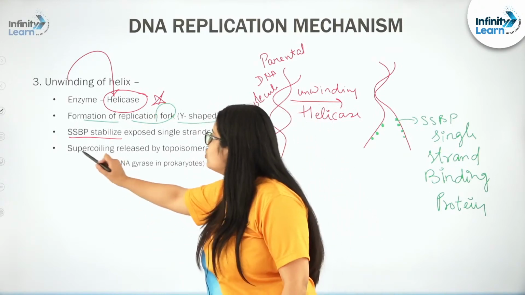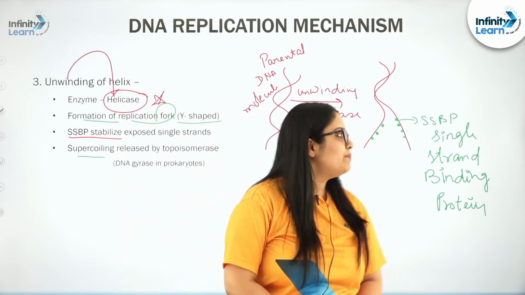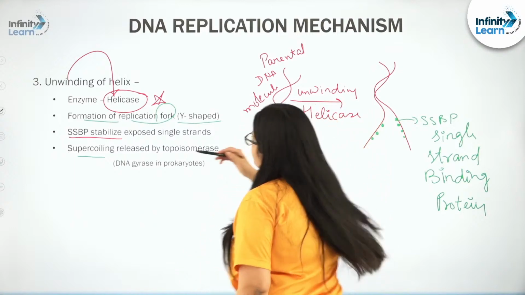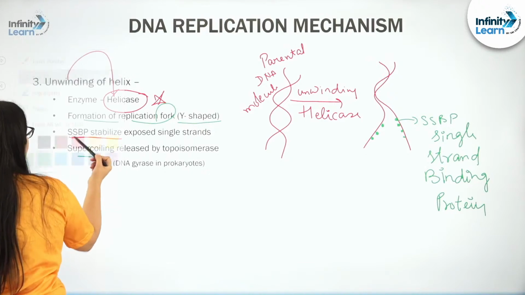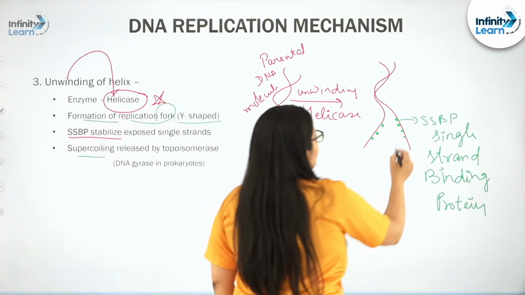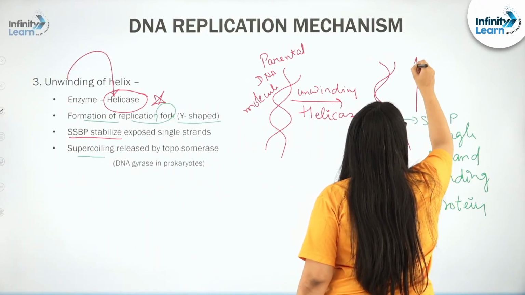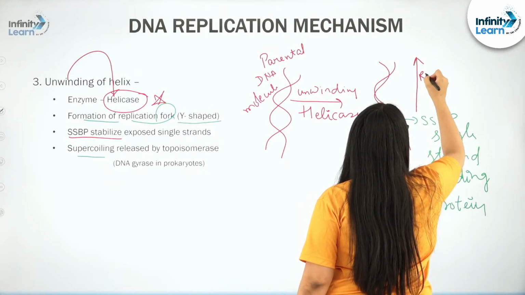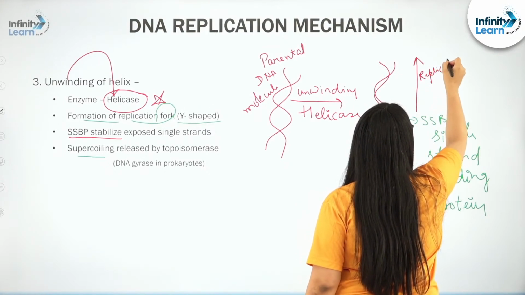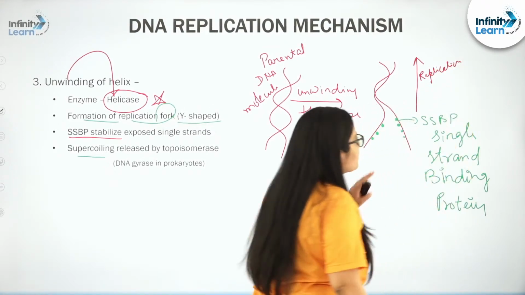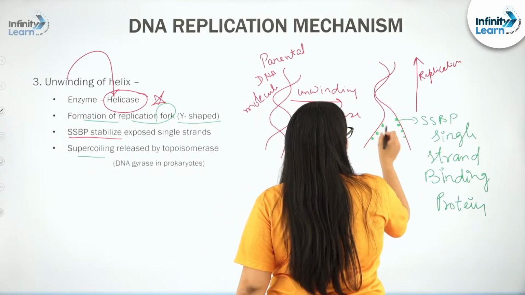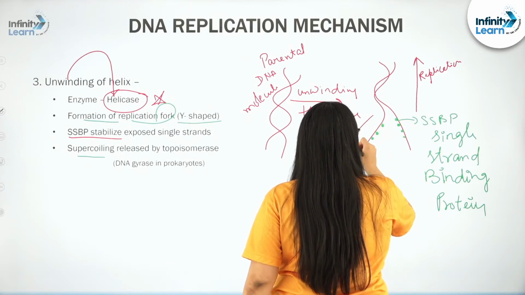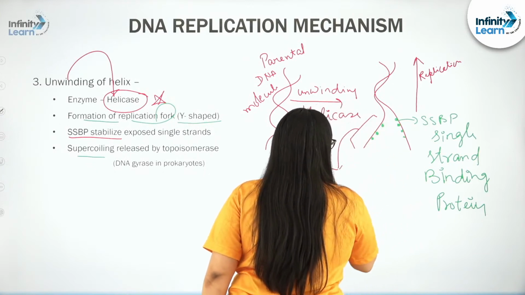Next is supercoiling. Yes, students. So, what happens? See, if you observe this diagram that I tried to make for you, you can see this. Now, replication will move like this. This is the direction in which replication will further proceed, right. And this is your replication fork.